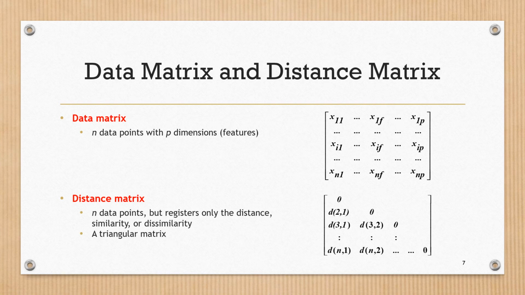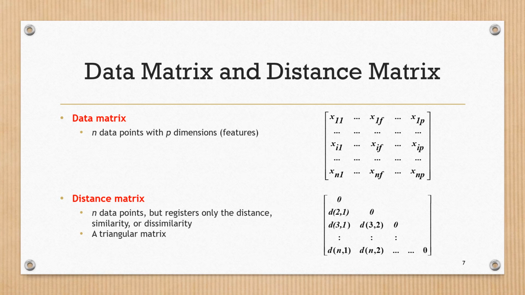Data matrix and distance matrix, or similarity matrix, are two commonly used data structures for storing data objects and the dissimilarity values or similarity values for pairs of data objects. Data matrix stores each data object as a row in the matrix where each column represents an attribute. All data objects in the matrix should have the same set of attributes.